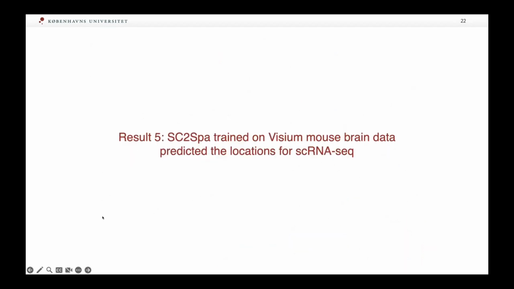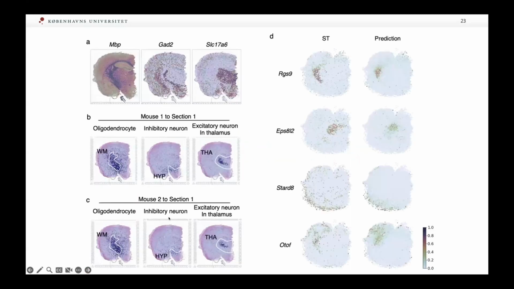So in our previous result, we trained on high resolution, near cellular resolution ST data. We also want to know if we can train our model on low resolution data like Bayesian data and predict the location of single cell RNA-seq data. And those results showed that we can predict the location of single cells to some extent, even when we train our model on Bayesian mouse brain data.